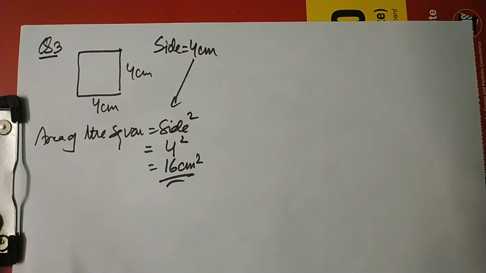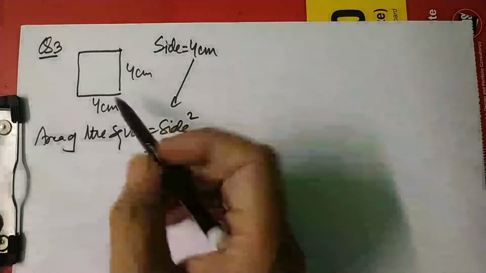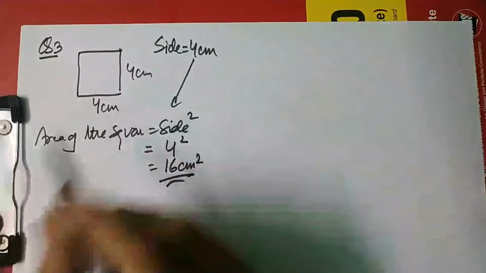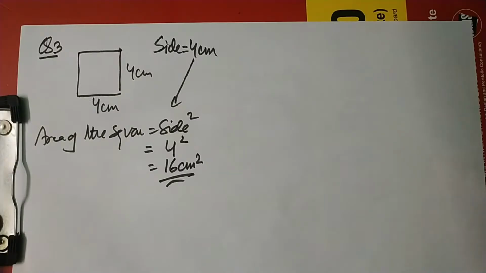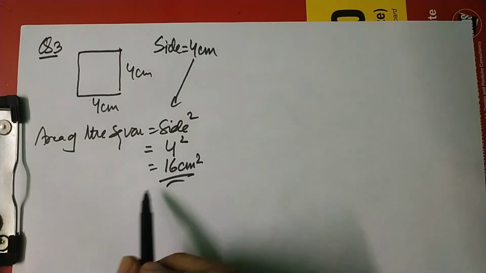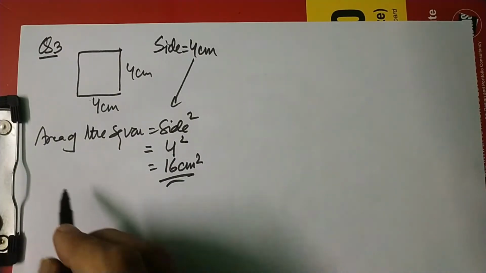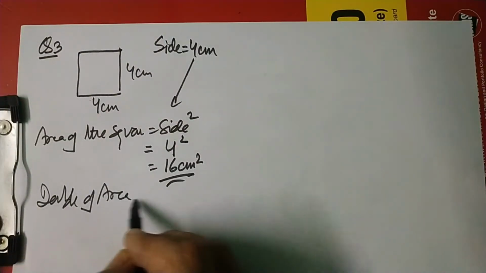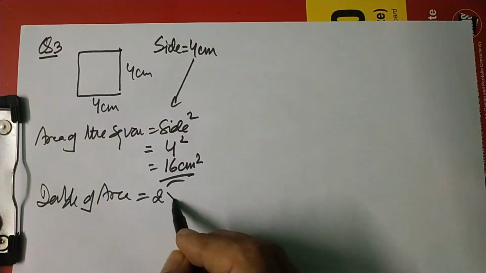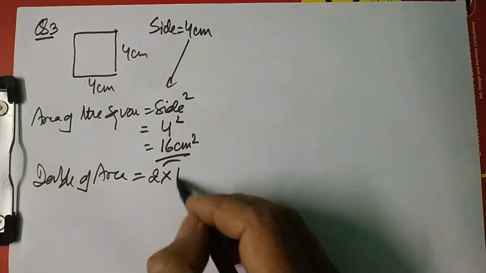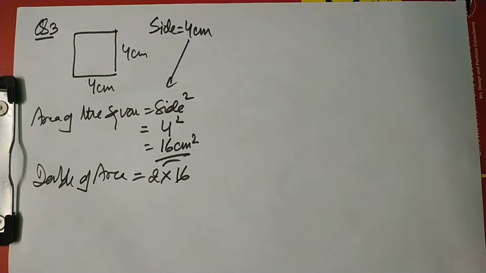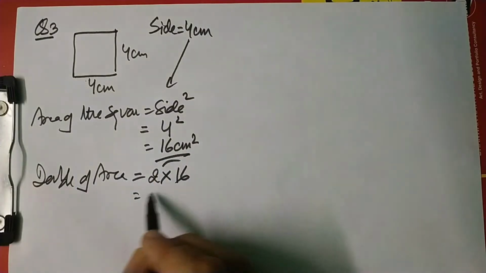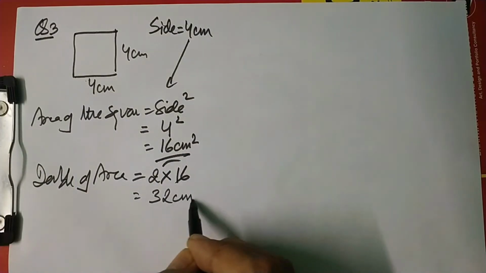Now question 3 says, using Pythagoras theorem, construct a square with double its area. So what will be double of the area? Let's do double of the area. Double of the area will be 2 into 16. Double of this area will be 32 centimeter square.